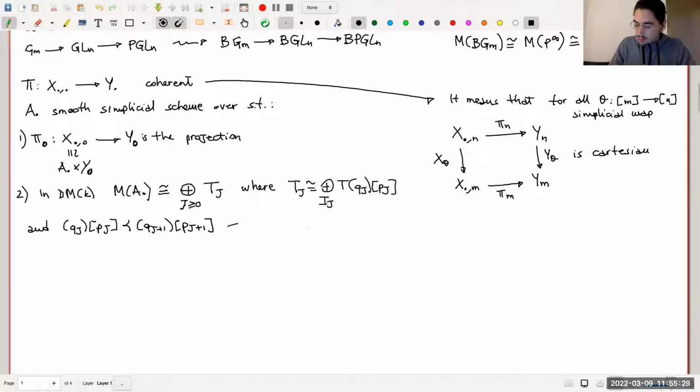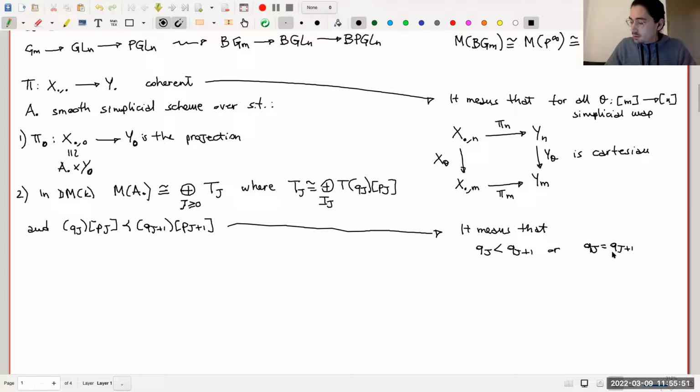So with this symbol, it means essentially qj is less than qj plus 1, or qj is equal to qj plus 1 and pj is less than pj plus 1. So I'm ordering these states in a certain way. Okay, this is the second thing. Now the third. For the third, I have to work a bit.